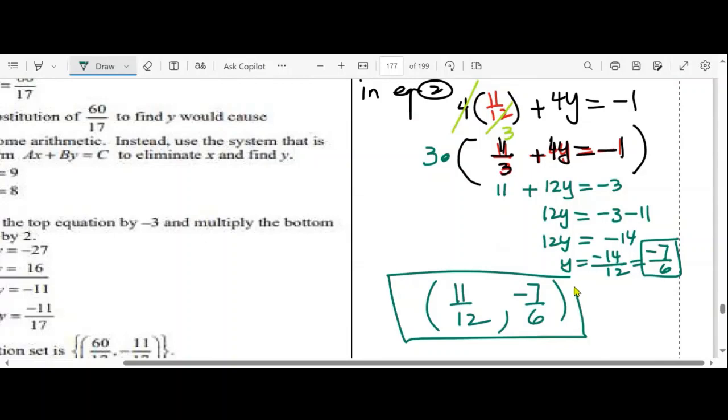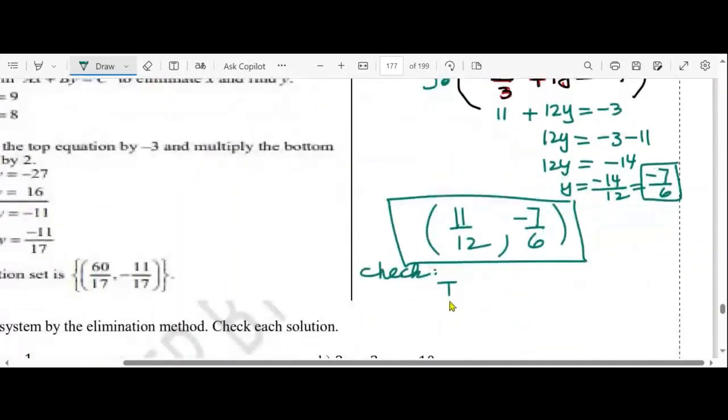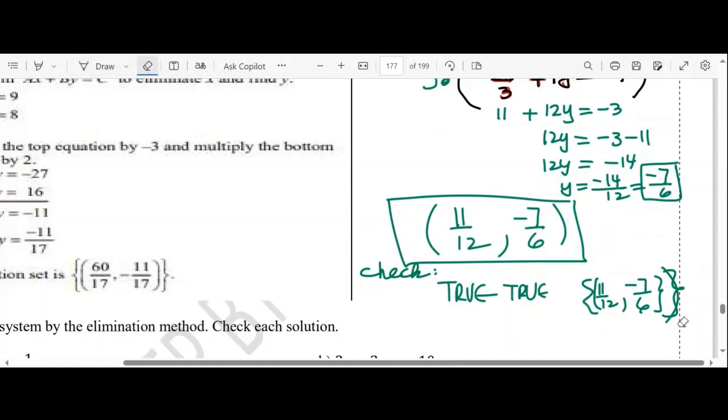Easy as easy. And then you have to check the answer, right? And you have to get what? True and true, right? If you get true, then your solution set is 11 over 12, negative 7 over 6, and that's it. Easy as easy? Yes.